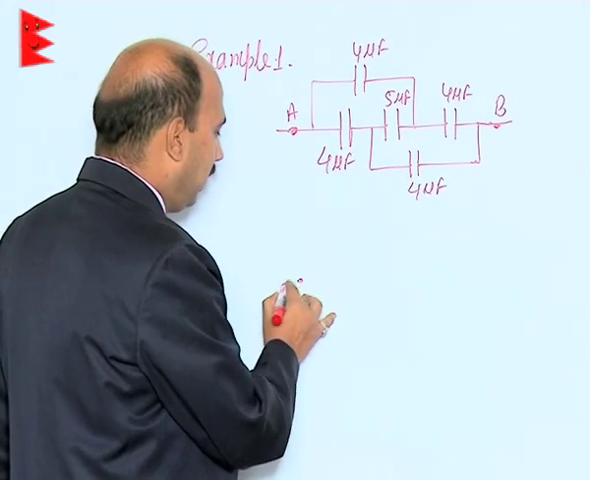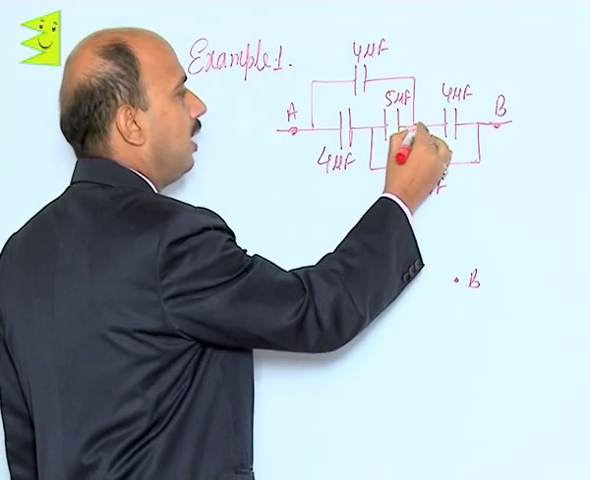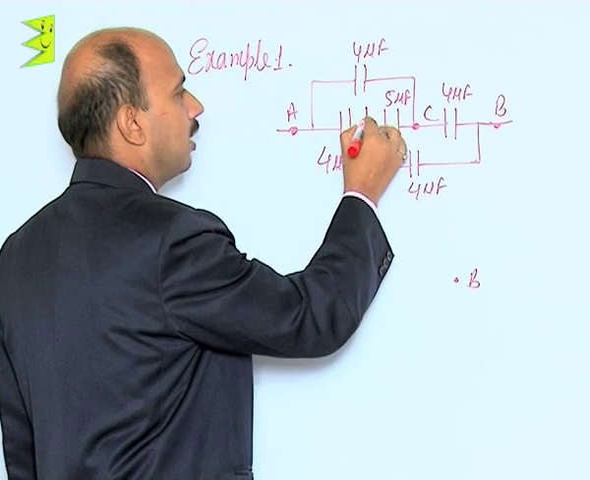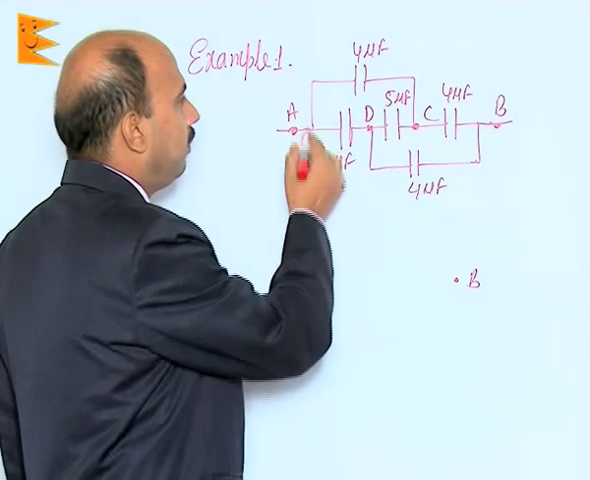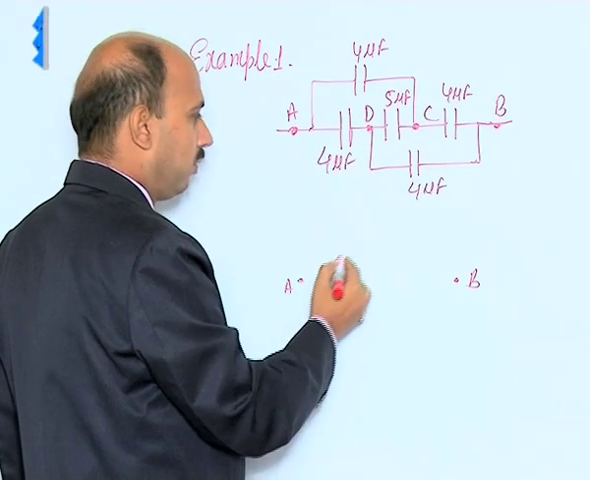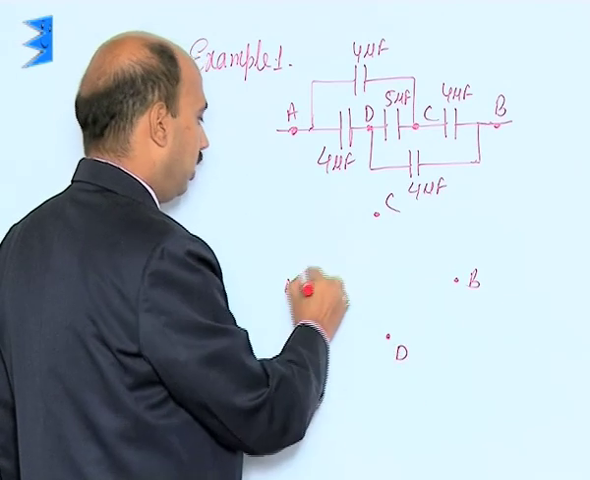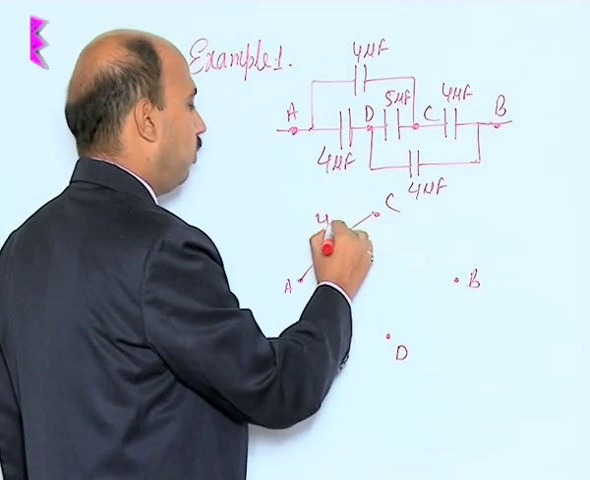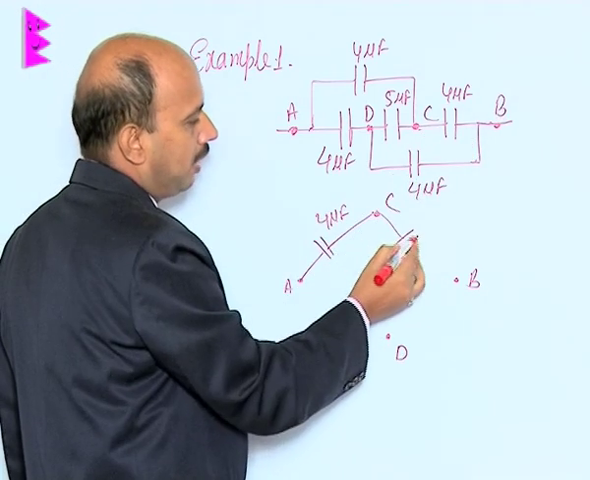Suppose I am taking A over here and this point is B over here, this I can give as C and this I can give as D. So now see here, this point is A, between A and C, this is the 4 microfarad capacitor, this I can say here C and this is D. Between A and C, that is 4 microfarad. Between C and B is again 4 microfarad.